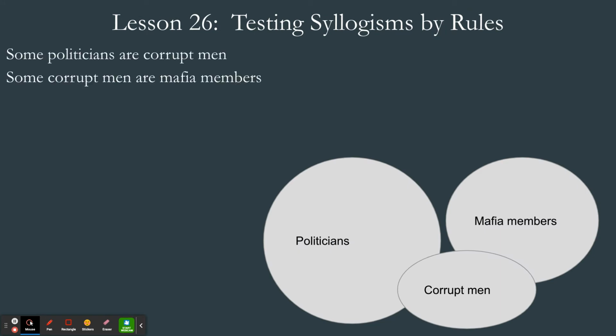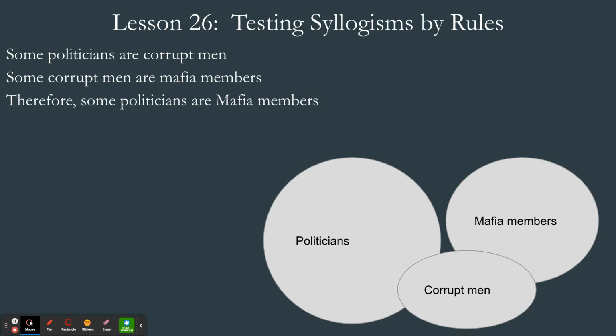So here's another kind of visual. I've got some politicians are corrupt men. Some corrupt men are mafia members. Therefore, some politicians are mafia members. Now, is that conclusion true? Maybe. But does it have to be true based on that syllogism? No. And here's a visual representation.